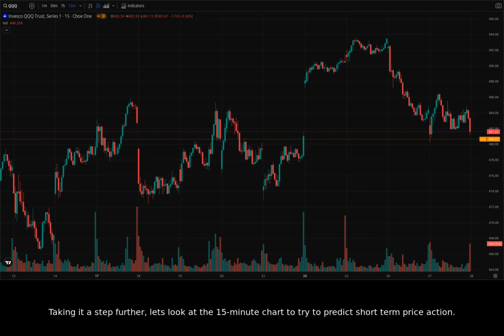Taking it a step further, let's look at the 15-minute chart to try to predict short-term price action. The 15-minute chart shows choppy recent price action with no clear short-term trend. If we look at where the price is now, compared to yesterday at this time, we're slightly down.